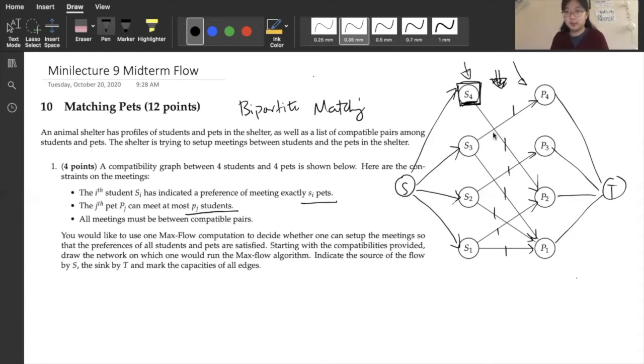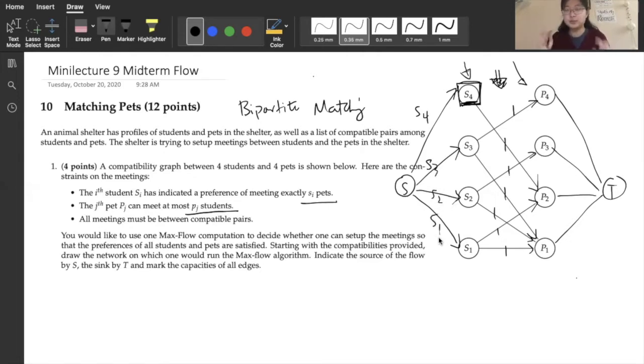So stuff coming into it must be determined by the only other constraint that has to do with students, which is how many pets he or she wants to meet. So it's perfectly reasonable to say I can only have a max number of S4 things flowing into S4. This just means this is the max capacity of this node, how many pets I want to meet. And similarly, I have S3, S2, and S1.